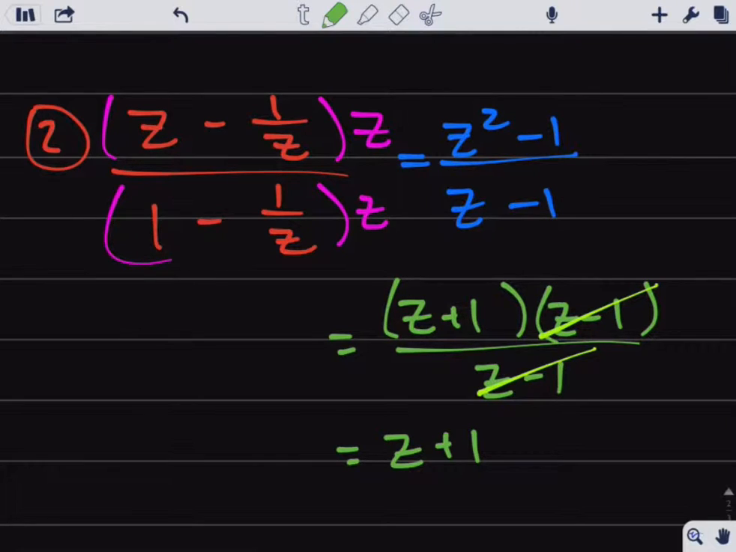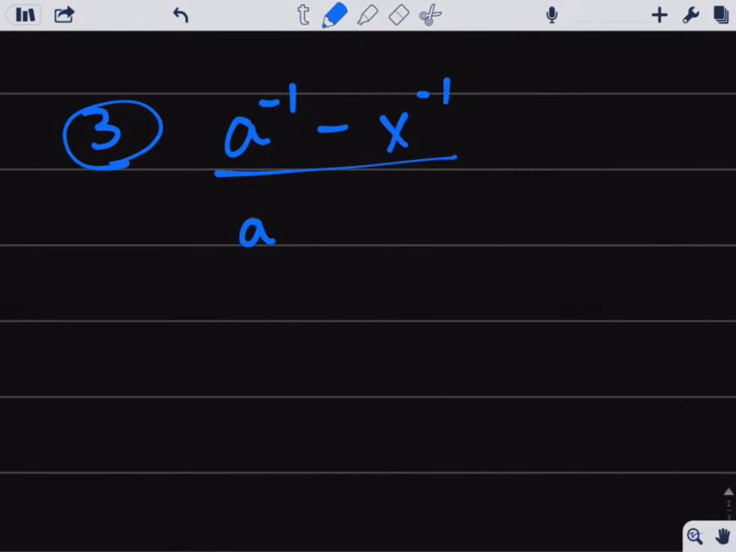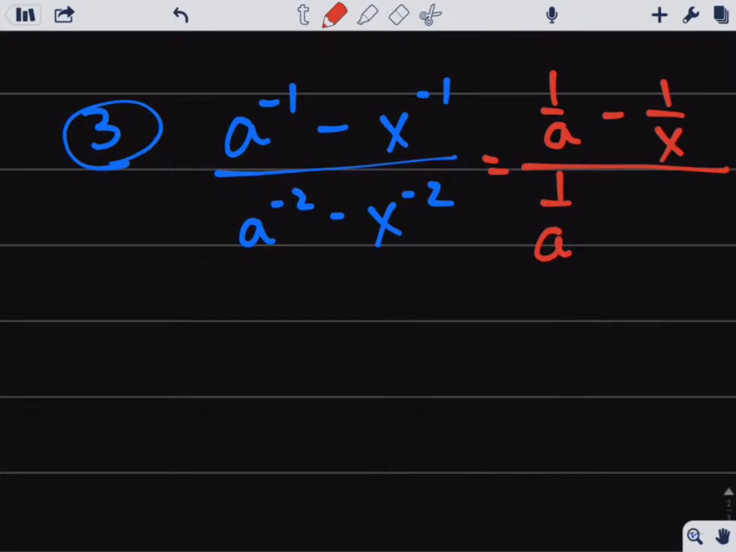Okay, let's look at example 3. Example 3 is going to deal with negative exponents. So I have something similar to the other one we looked at: a to the negative 1 minus x to the negative 1 over a to the negative 2 minus x to the negative 2. First thing I'm going to do is rewrite it without the negative exponents. Now it'll look more familiar to the problems we've already covered.